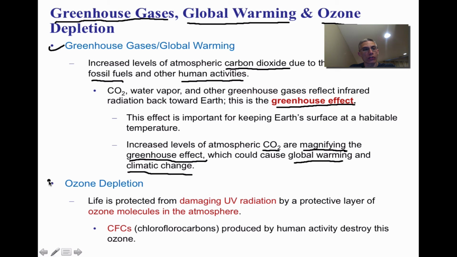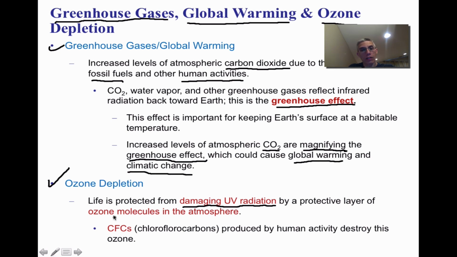Now, as I had said, we also need to mention something called ozone depletion. And ozone is basically a layer that we find in our atmosphere that actually protects us from the damaging UV radiation that's produced by the sun. And so this ozone is just these various molecules, primarily oxygen, in a different form that, again, as I had said, is going to protect us from these UV rays.